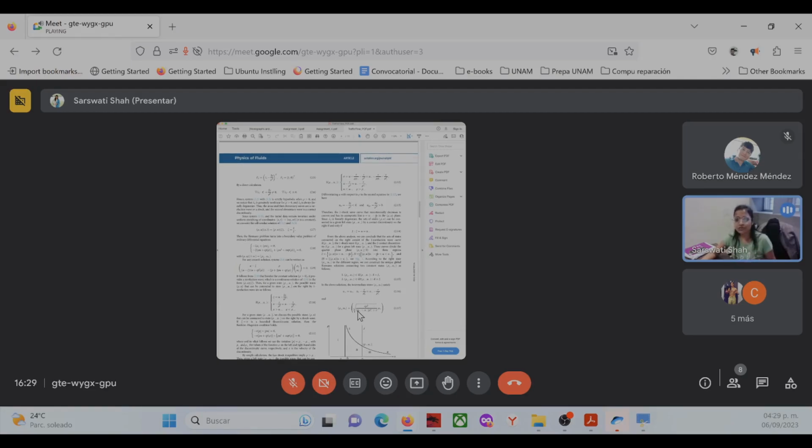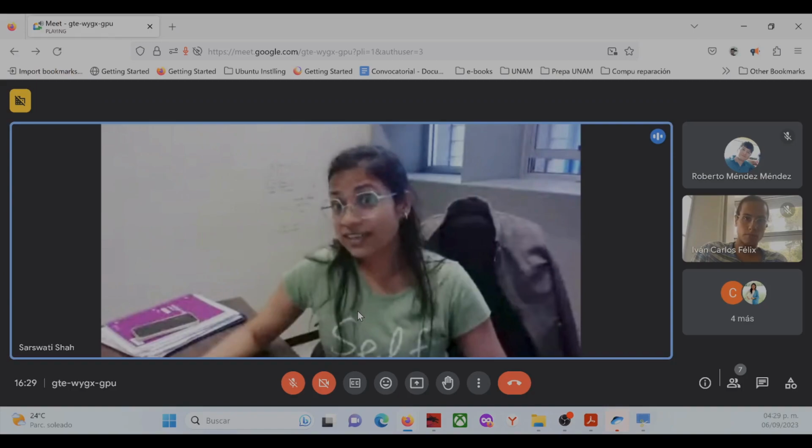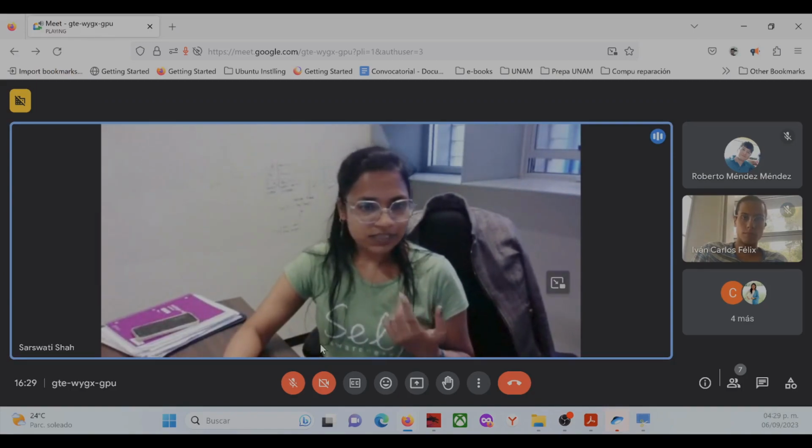Unique shock wave solution. So this is the thing I just wanted to show, and in this paper you can see that it was published in 2023. Can you see that this thing which you are discussing here? Someone is saying something.